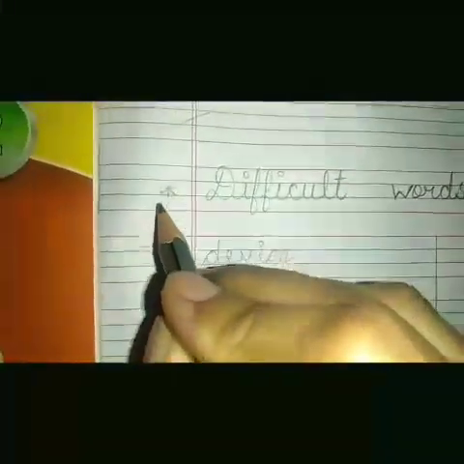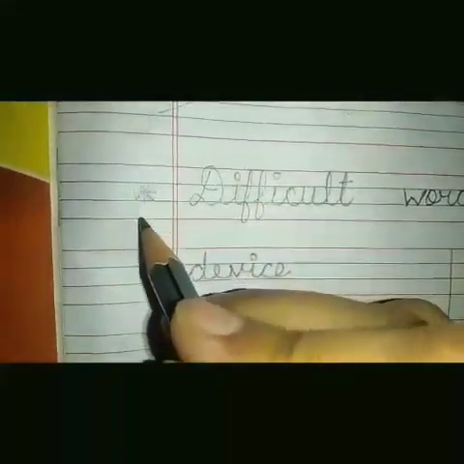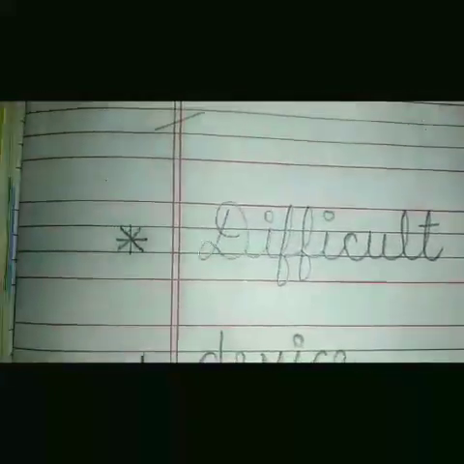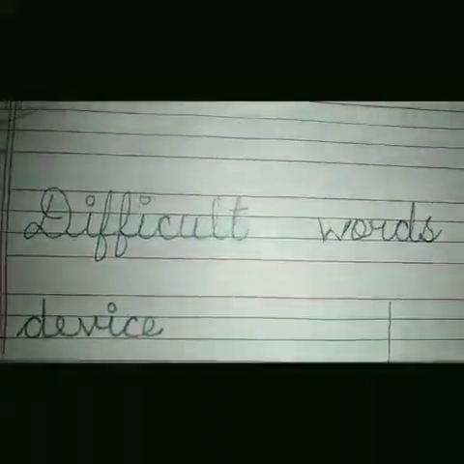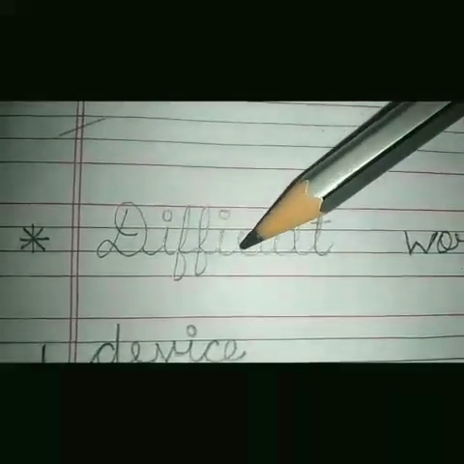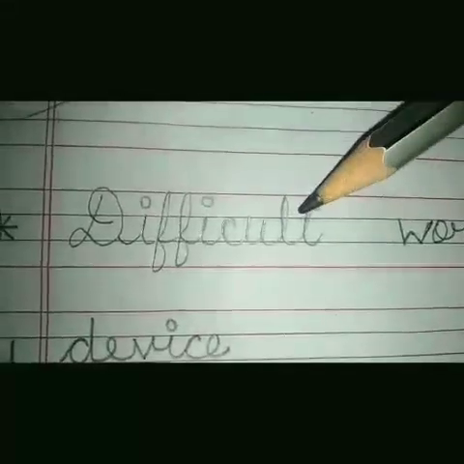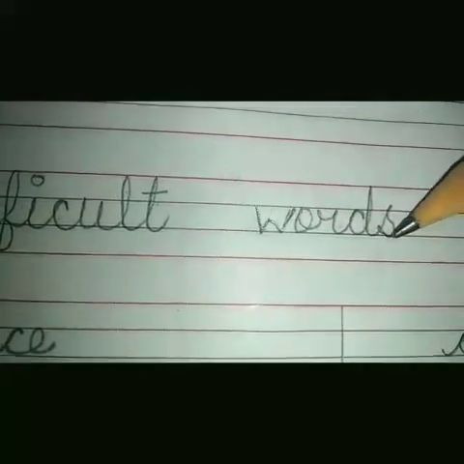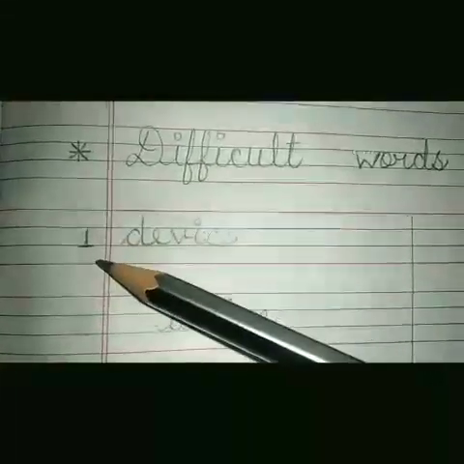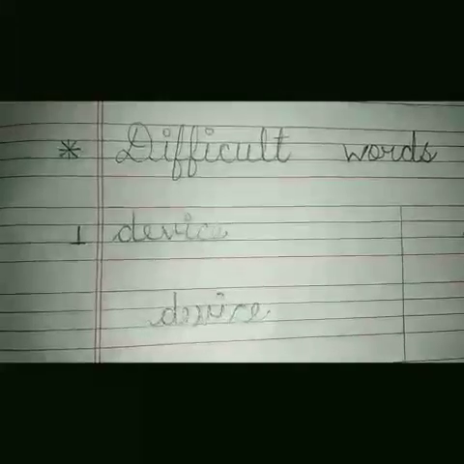Draw a small star here, a simple small star as I did. You can draw any other bullet if you want. I just want a small bullet here. Then we will write difficult words. D-I-F-F-I-C-U-L-T, difficult. W-O-R-D-S, words. Then in the immediate next line, you will start writing the difficult words.